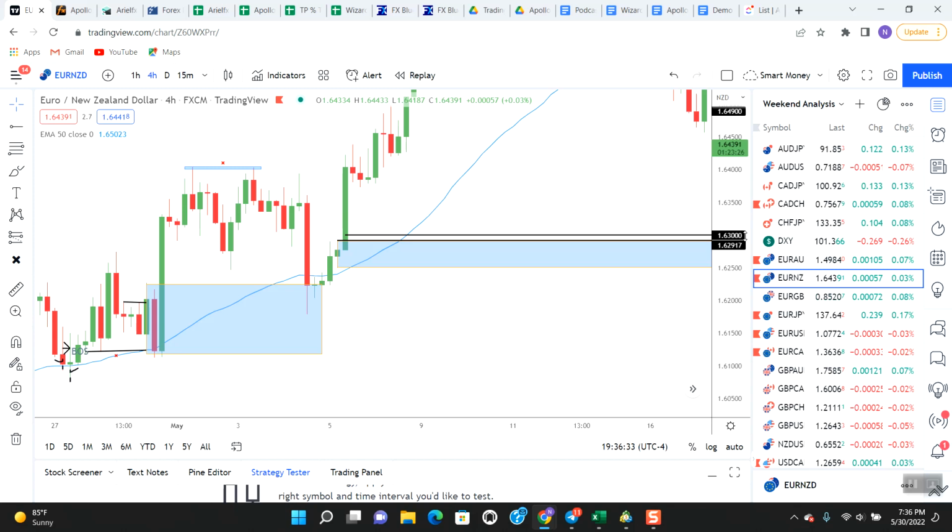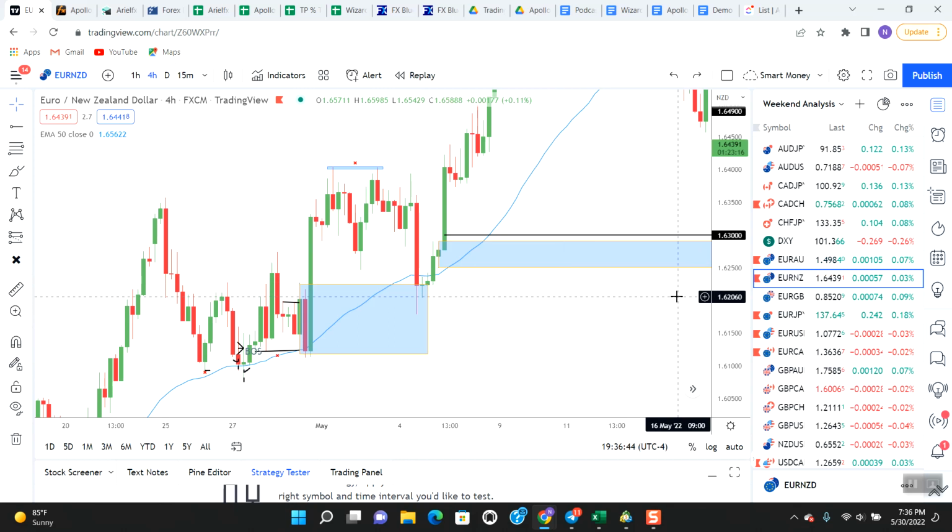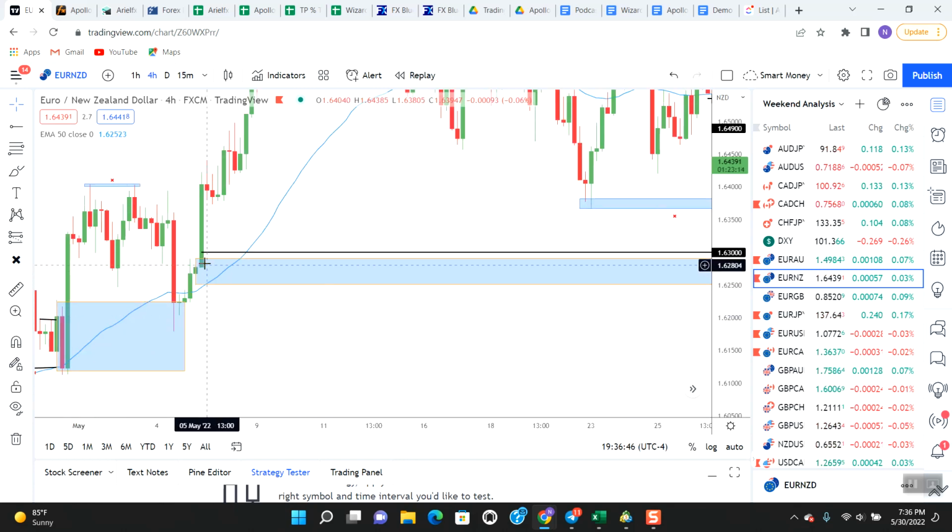And we want to be playing off of these psych levels because these round figures are where these banks and institutions are looking to place the bulk of their orders. That's where the liquidity is. So that's really where we want to be placing our orders too. So 1.63, and maybe that 15-minute area of demand I just talked about, 1.629, something like that.